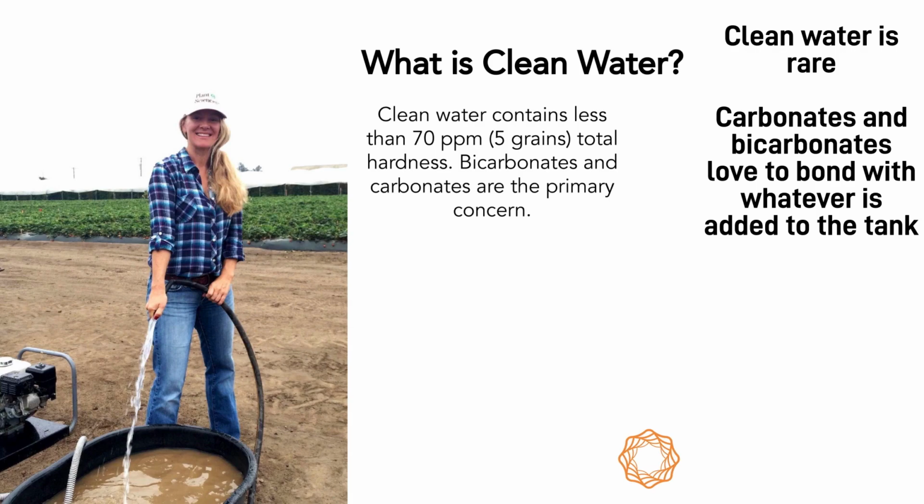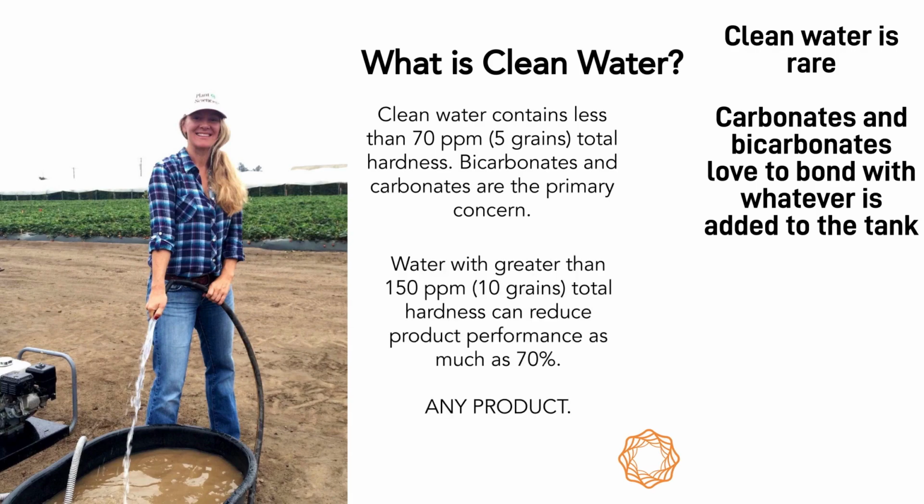And in fact, they are so effective at binding nutrients and enzymes and all types of different materials that can be added to a spray solution that when water has greater than 150 parts per million or 10 grains, not grams, but 10 grains of total hardness, it can reduce the product performance by as much as 70%. And that is true of any product. That's true of pesticides, fungicides, insecticides, herbicides. It is true of fertilizers. It's true of biostimulants, and it's true of microbial inoculants.